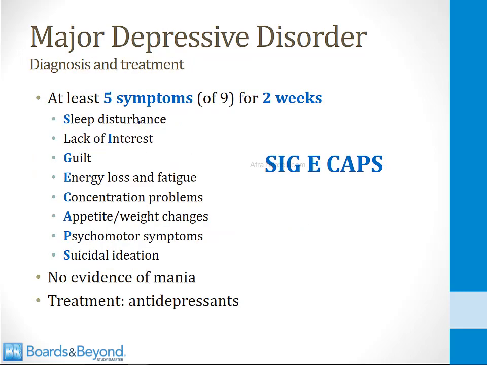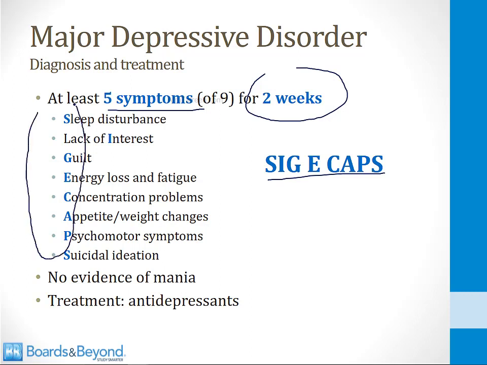To diagnose major depressive disorder according to the DSM-5, a patient has to have 5 symptoms out of 9 for at least 2 weeks. And the 9 potential symptoms are usually remembered by the mnemonic SIG-E CAPS. The 9 symptoms are all these things shown right here in this slide. These are all things we've been talking about for the last few minutes. In addition, there can be no evidence of mania.